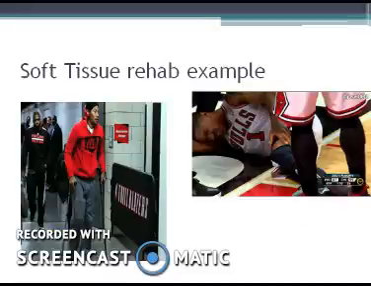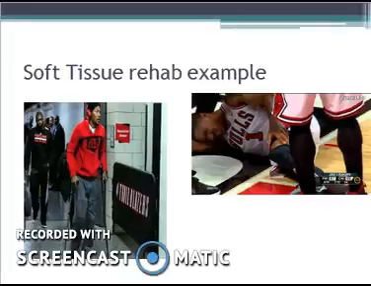So, next, we're now looking at an example of soft tissue and hard tissue injuries, and examples of the rehabilitation process. So, first of all, soft tissue rehab example. So when talking about soft tissue injuries, rehabilitation can be an extremely long process. Example of this is Derrick Rose.